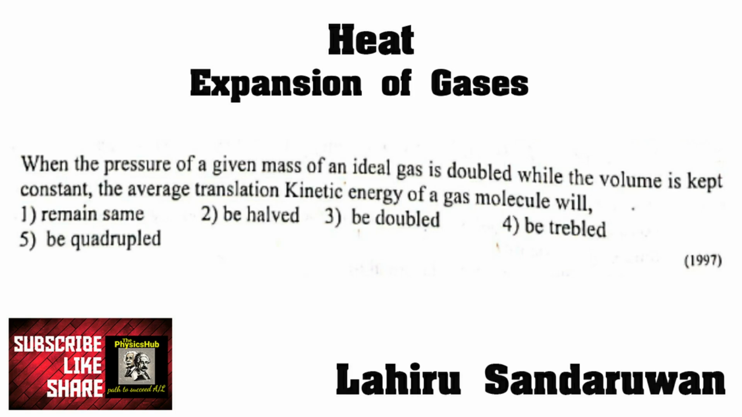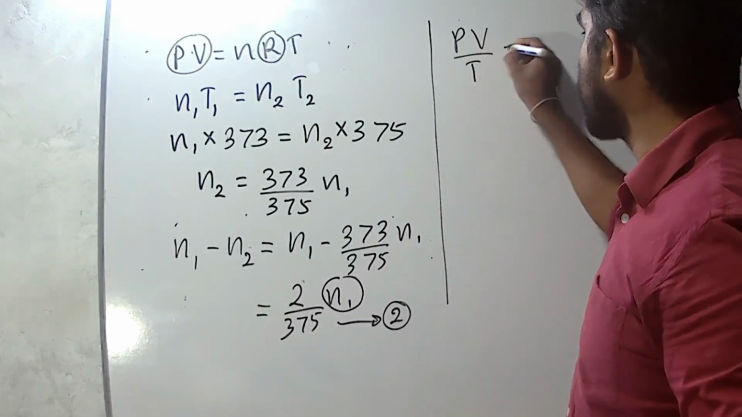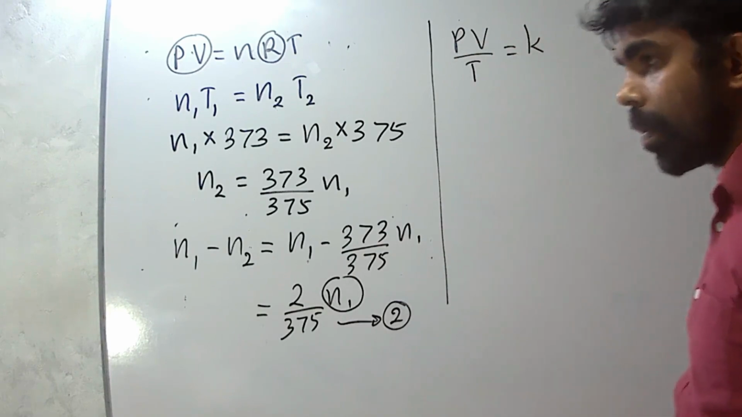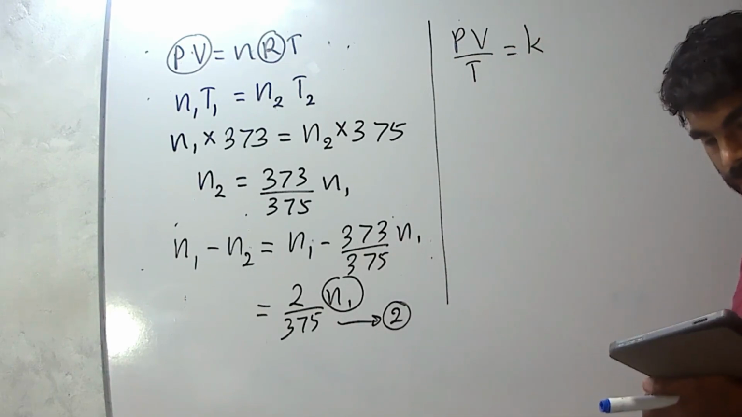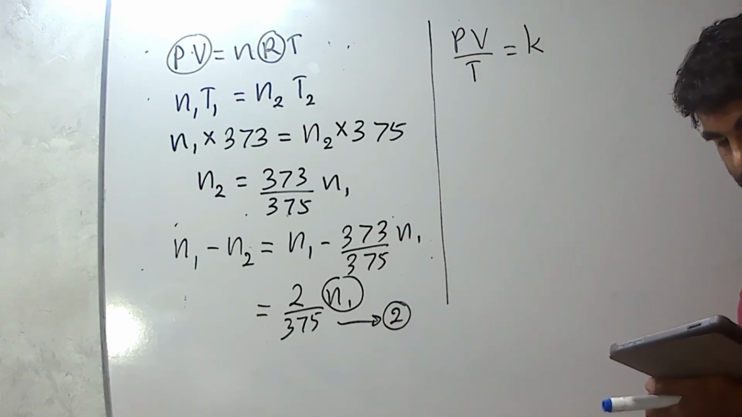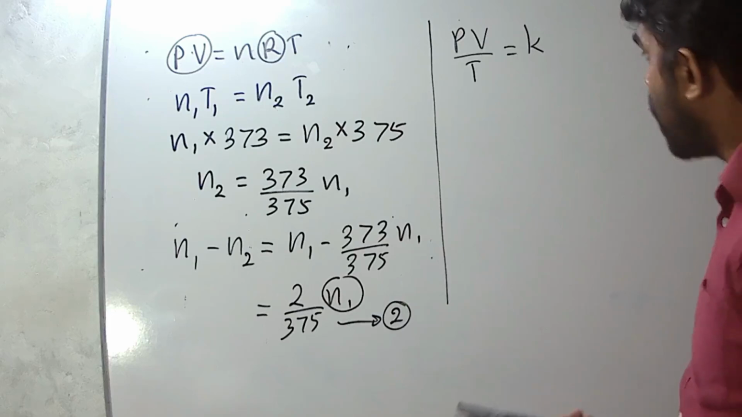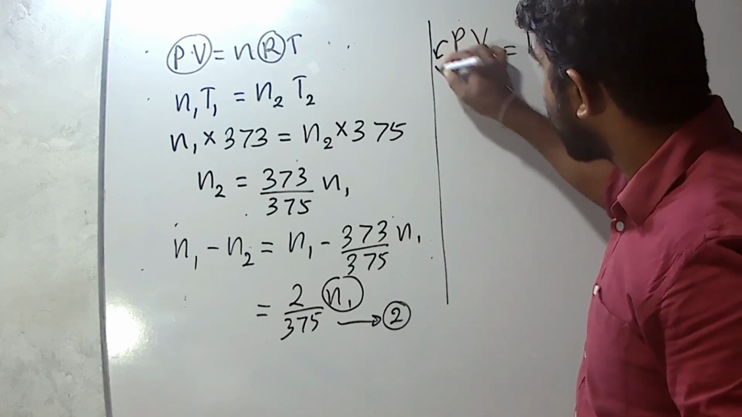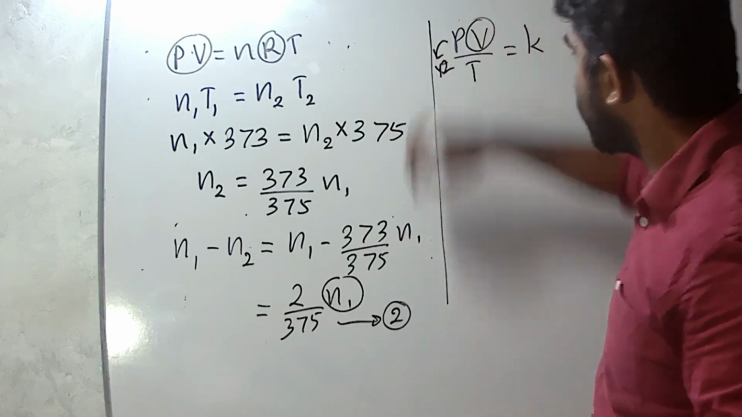When the pressure of a given mass of an ideal gas is doubled, while the volume is kept constant, the average translational kinetic energy of gas molecules will. PV/T constant. When pressure is doubled, they have given volume constant.